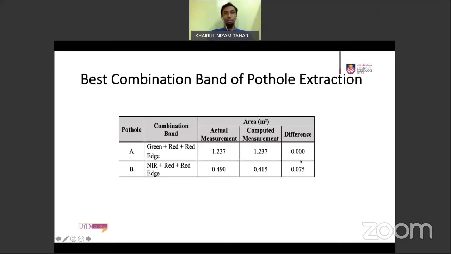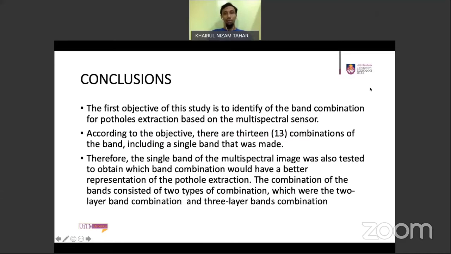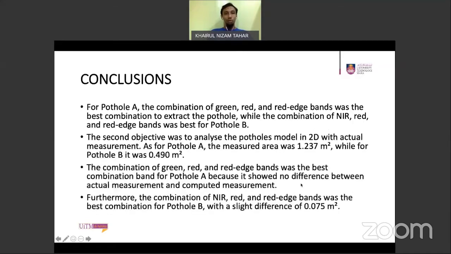So the conclusions: the objective of this study is to identify the pothole section. We use the 13 band combinations, from the single bands, the double or two-layer bands, and then the three-layer bands. The single band was also tested to determine the best representation. For pothole A, the combination of green, red, red edge was the best combination to extract the pothole, while near infrared, red, red edge was the best for B.